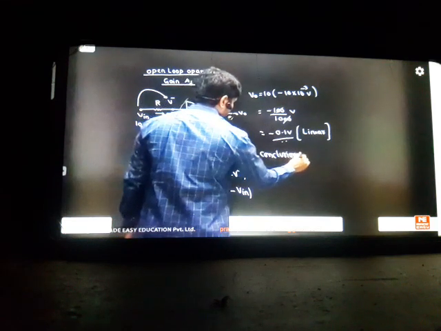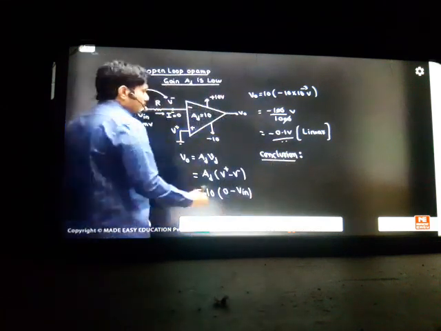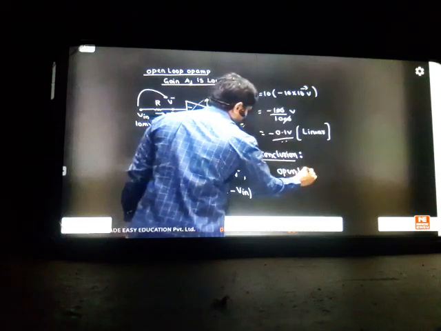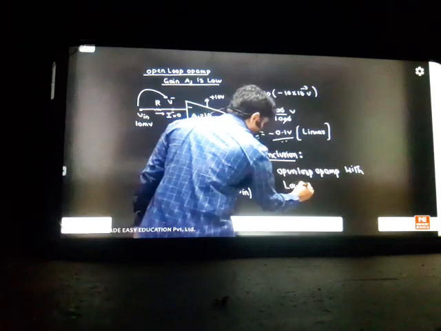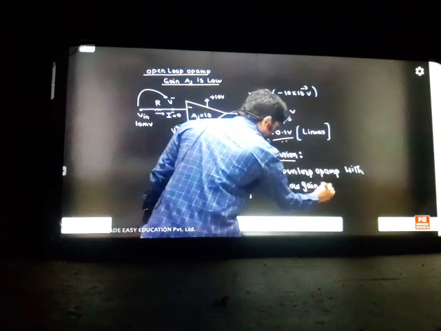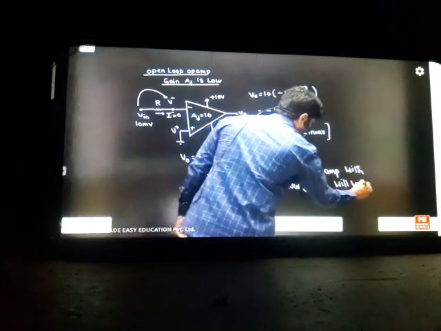The conclusion here is: open loop op-amp with low gain AD will work in the linear region. So this is the difference between non-linear and linear regions.